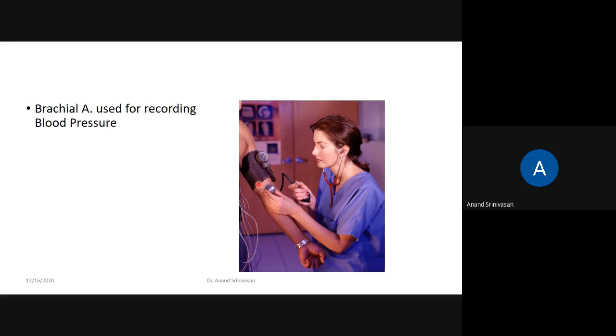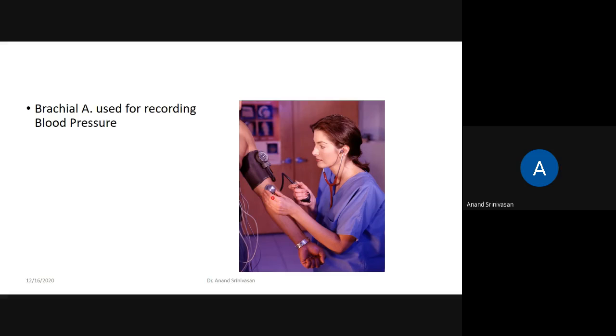They tie this sphygmomanometer, and then they squeeze this bulb so that it squeezes the arm. What happens? The pressure inside this rubber tubing will compress the brachial artery, so the blood is obstructed. Then the pressure is slowly released. When they release the pressure, the artery comes back once again and the blood starts flowing out.